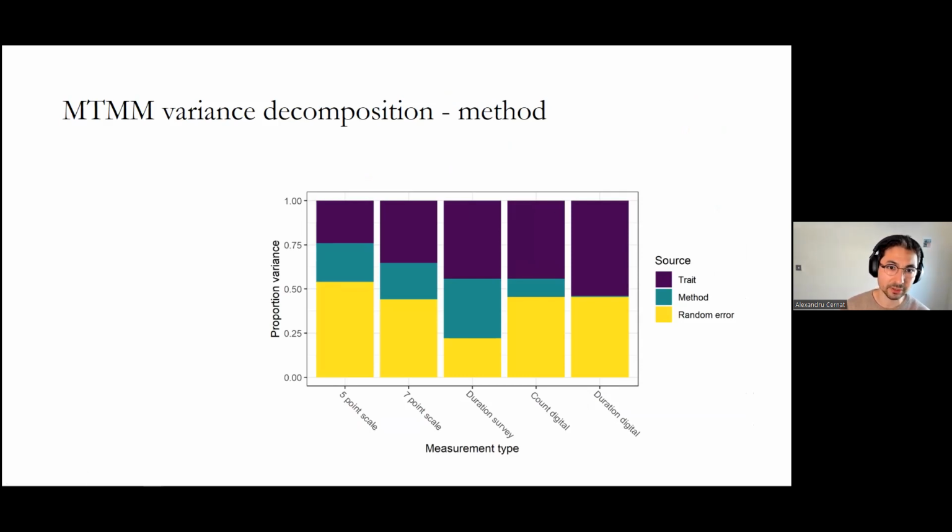Then the method variance, which depends on the way you ask the question, and ideally we would want that to be as small as possible. And then random error, which is just noise. And we see the data quality, at least based on this method, seems to be pretty poor. The digital trace data does seem to be a little better than the survey data, but as I'm going to show you, it's not always the case.